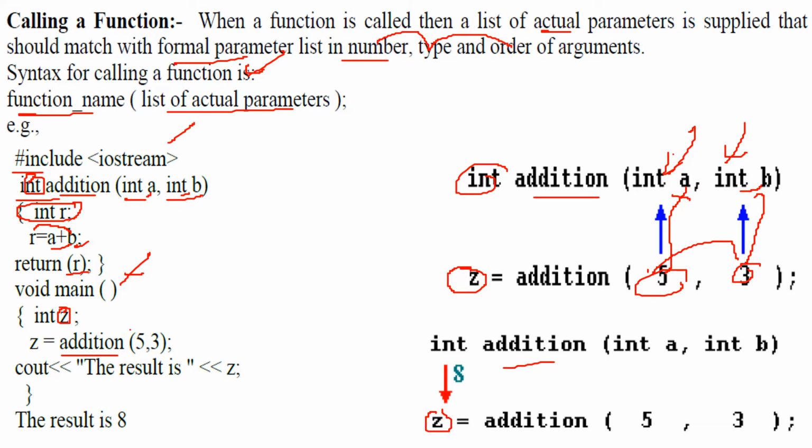So when we come inside main, we take z, any arbitrary z, and this function has to be called like this: addition(5, 3), that is you are passing the actual parameters. These are the actual parameters for these formal parameters. So z will give you a result, and this z can be printed anytime. The result is 8.